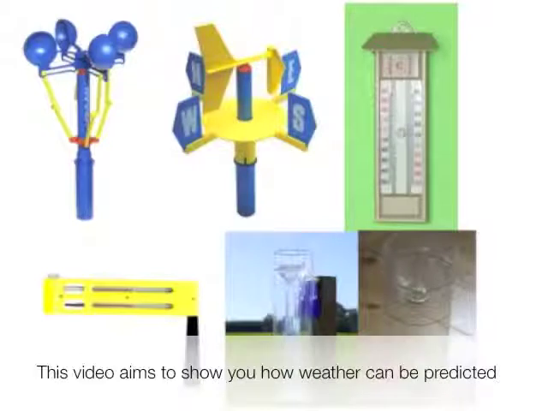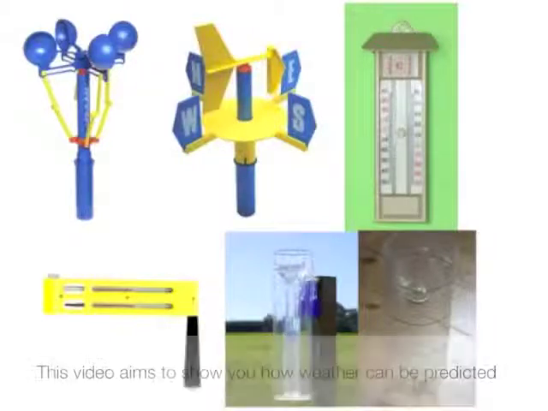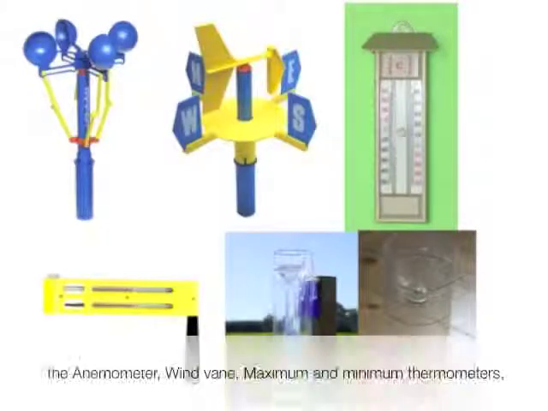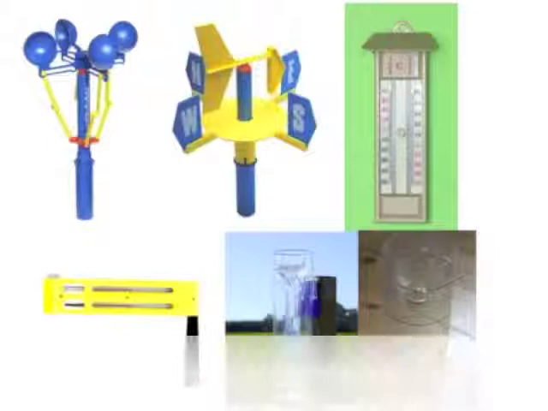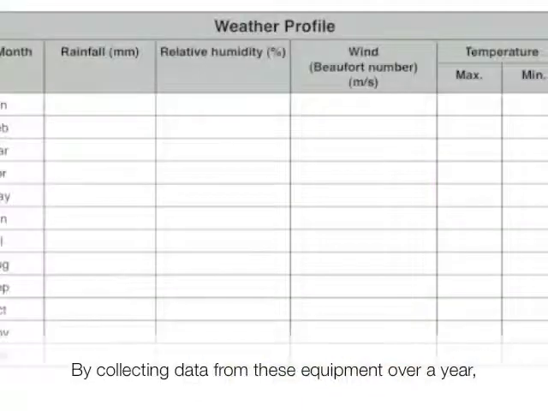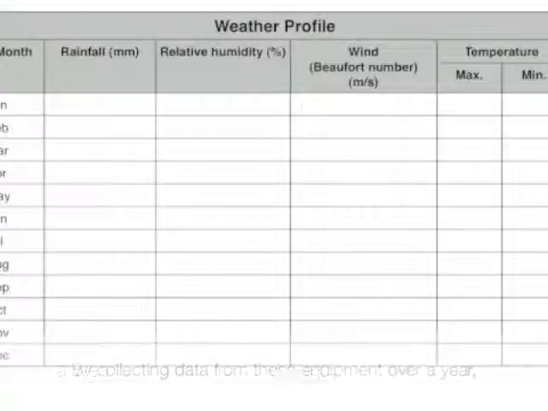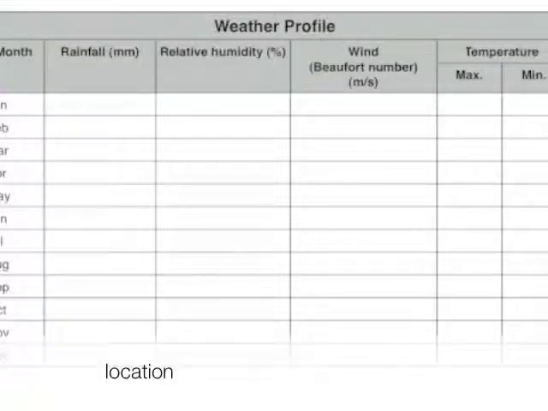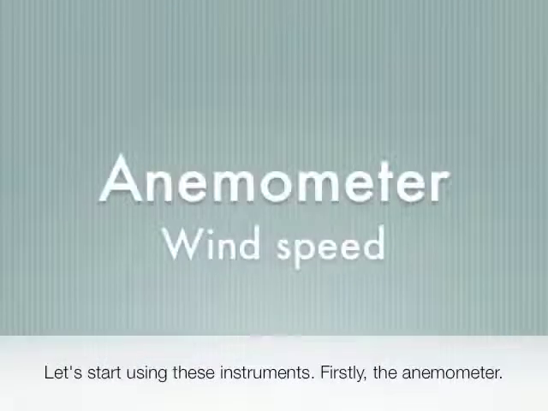This video aims to show you how weather can be predicted using simple and basic equipment such as the anemometer, wind vane, maximum and minimum thermometers, sling psychrometer, and the rain gauge. By collecting data from these equipment over a year, a weather profile can then be constructed of your location and also allow for predictions. Let's start using this instrument.